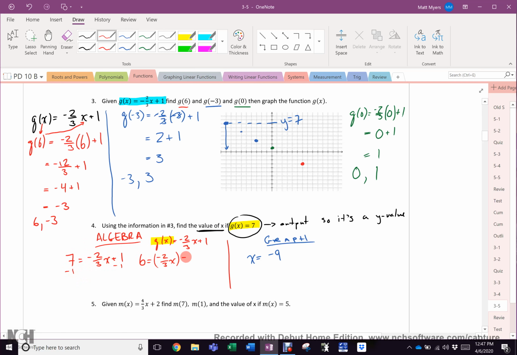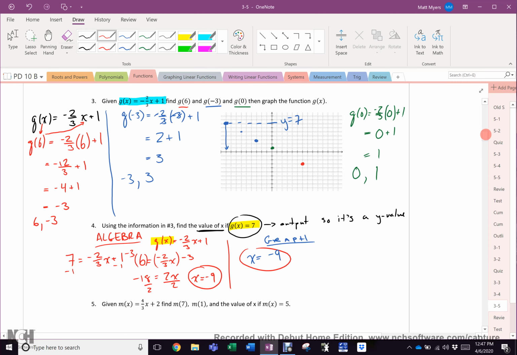Multiply this side by negative 3 to get rid of the negative sign and the 3. Multiply this side by negative 3. Negative 18 equals 2x. Divide by 2. X equals negative 9. And you can see that we have the same answer.